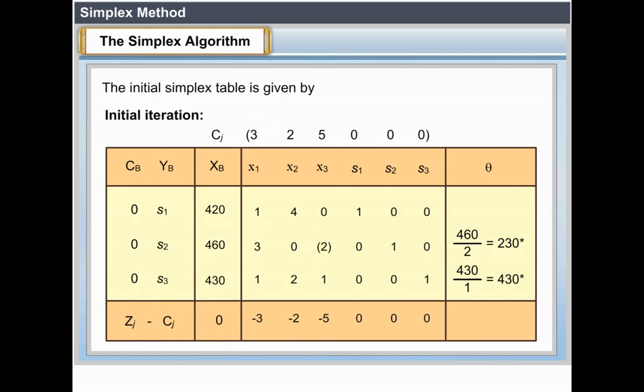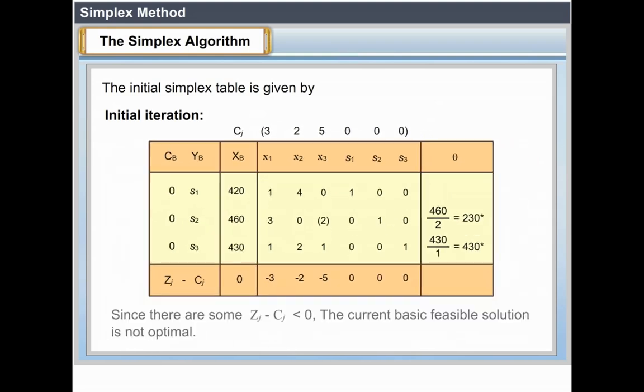Then we have to fill our theta column. The theta column is filled by looking at the most negative value in the Zj minus Cj row. After choosing the most negative, we take that column and divide our right hand side values by it. While dividing, we need only the numbers greater than 0. That is what we write in the theta column. First value is a dash, then second value 460 by 2 equal to 230, and then 430 by 1 equal to 430. We have to choose the minimum value. That is what we mark with a star.